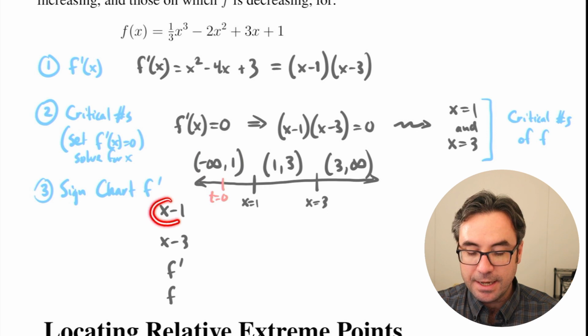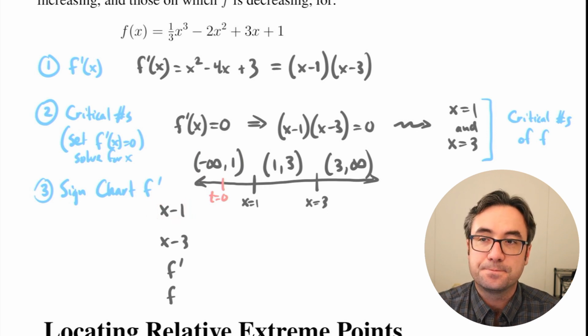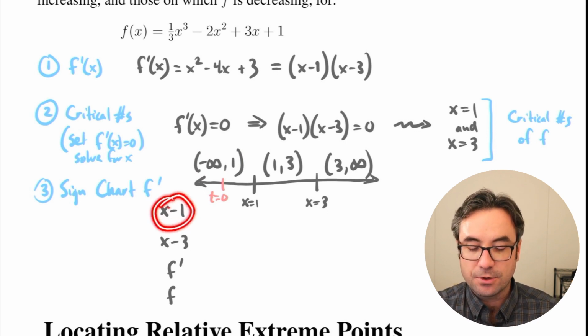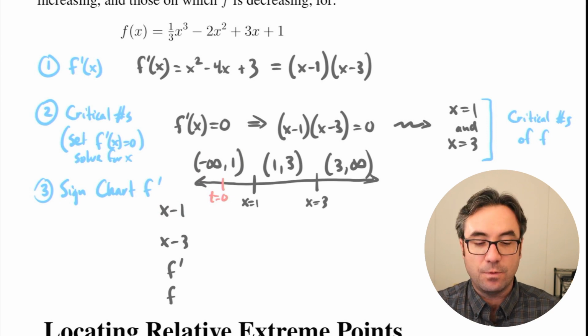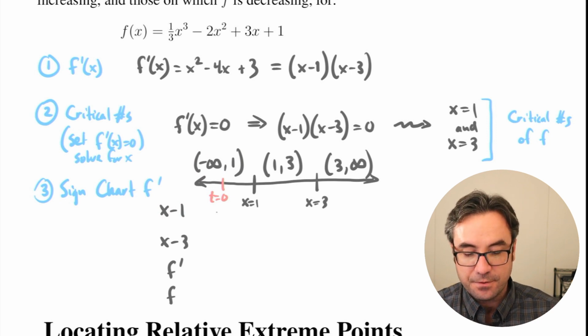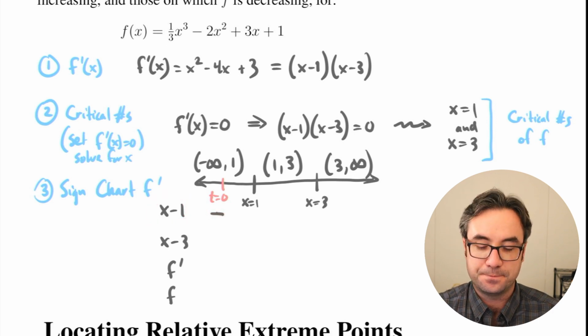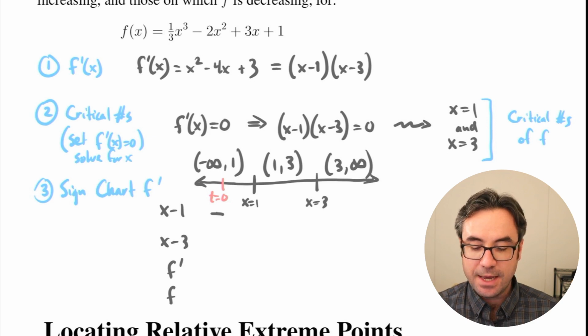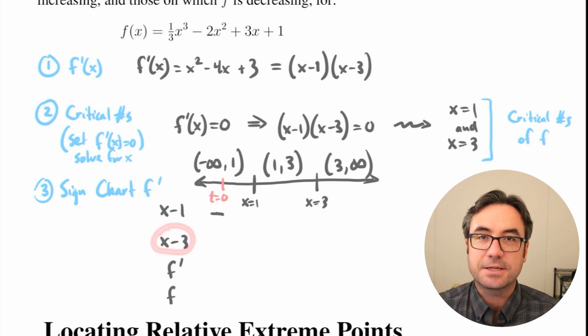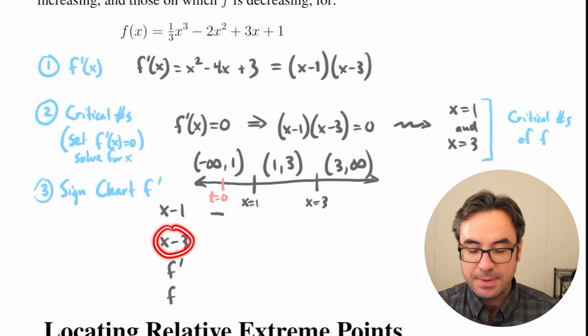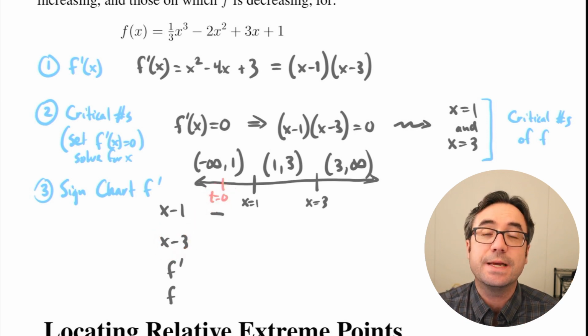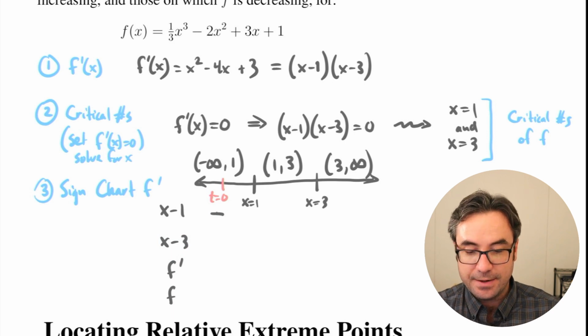And you can plug it in to this factor. When we do, we get 0 minus 1, which is negative 1. So this x minus 1 factor is negative on this first interval. And we can play the same game for our other factor, x minus 3. If we take our test number, plug it in there, we get 0 minus 3, which is negative 3. So again, it's negative.